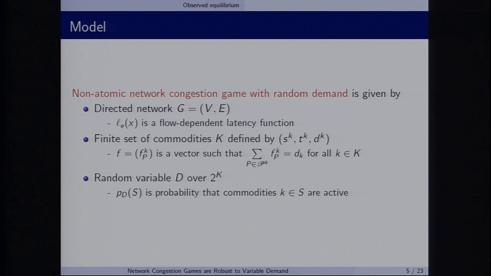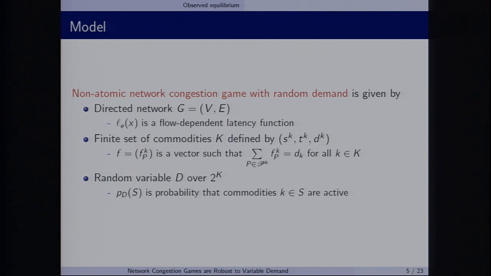So the model. We are given a non-atomic network congestion game with random demand. So what are the ingredients of this game? We have three main ingredients. First of all, we have a directed network. So we have some vertices, some directed edges, and each of these edges is endowed with a latency function. The idea of this latency function is that it measures the delay of the users on that edge.